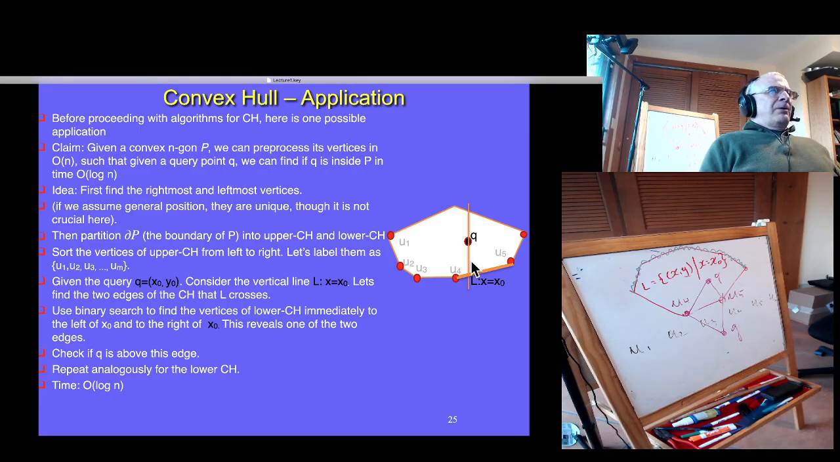Okay, and now I repeat the same exercise with the upper convex hull to find the edge which is the ceiling, which hopefully is above Q, and only if Q is above the edge in the lower convex hull and below the edge on the upper convex hull, only then I can conclude that Q is inside the polygon itself. What takes time? What is the only thing that takes time out of it?